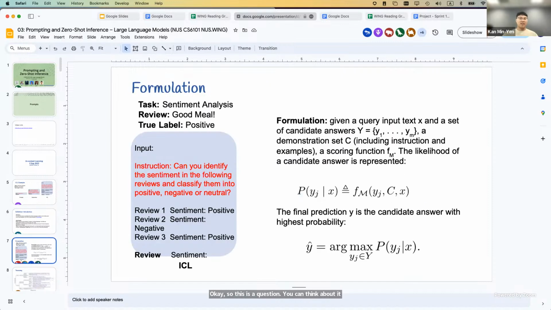Okay, let's talk about the general formulation of ICL. Given this example, we can see that ICL takes the query input text X, a set of candidate answers Y, and also a demonstration C. As I said before, the demonstration must include an instruction and a few examples together. By taking all this input, the large language model will generate a likelihood of each candidate answer by a certain scoring function, and ICL will output the prediction with the higher score. This is the typical decision process of language models.